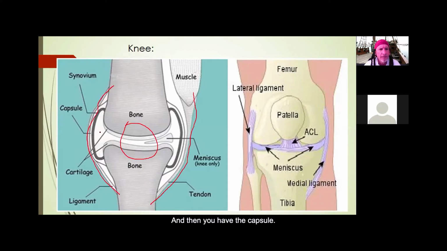And then you have the capsule. Cartilage goes over the top of the bone and it's cushioning. Most joints will have this capsule in between. There's some that don't. But anyway, this is filled with synovial fluid, and this acts like a big shock absorber. And we'll discuss more about that as we go down here.